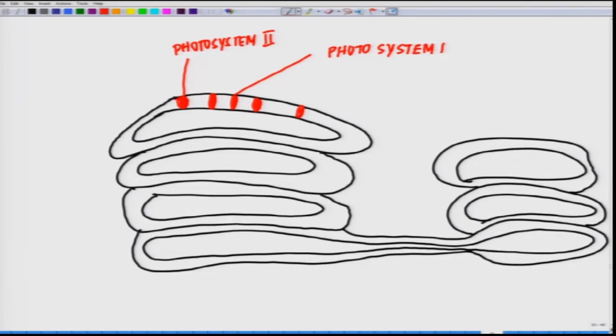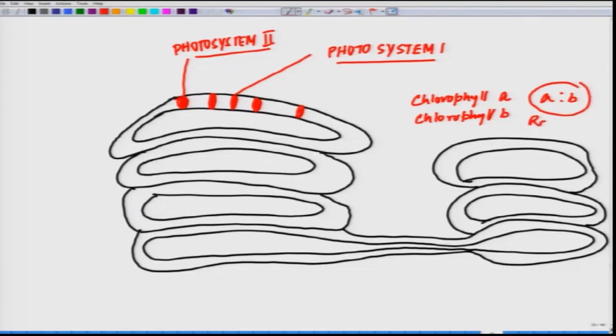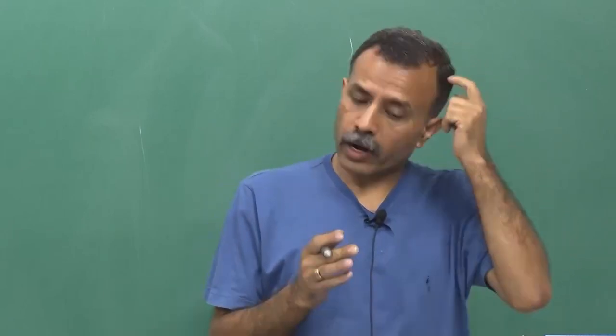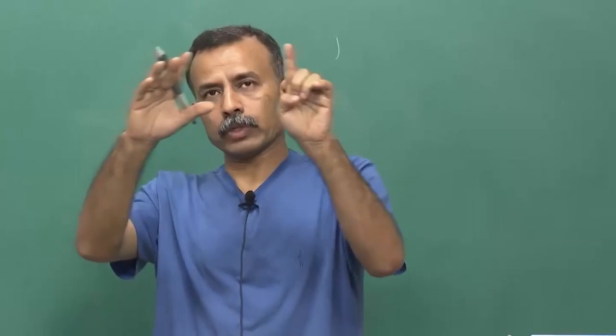And this photosystem 1 and photosystem 2 are decided by, I told you, chlorophyll A, chlorophyll B. So, the A to B ratios are different, okay. So, these have different ratios of A's and B's, which are making these photosystems. And these two photosystems are physically at different coordinates. Okay. So, these are some of the things I wanted to highlight before. You should not miss the global scheme of things.